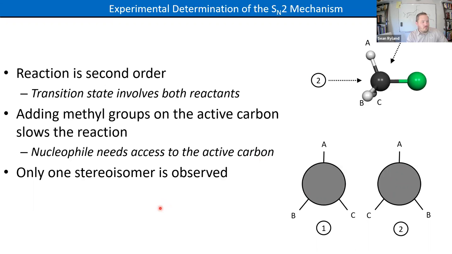So if we only see one stereoisomer, what does that tell us? Why is that significant? So, I mean, there's only one way the halide can attach. Exactly. It means it can't go through one or two. It can only go from one of these sides. Which of these sides would make the most sense?